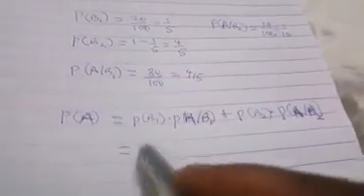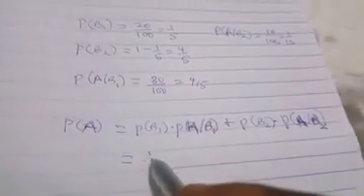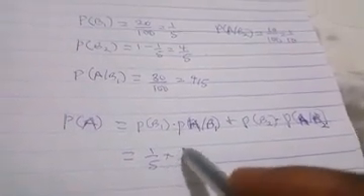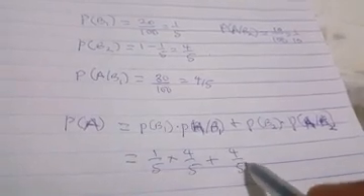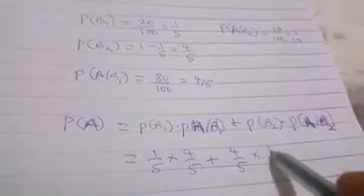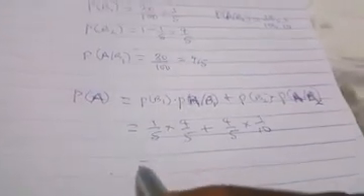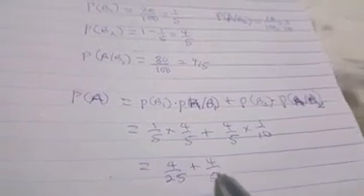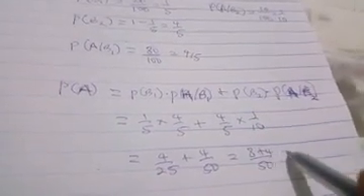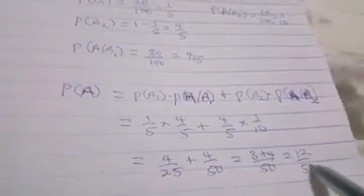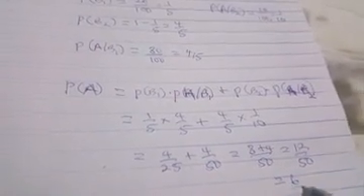Okay, so this is equal to the probability of B1, which is 1 over 5, times the probability of A given B1, which is 4 over 5, plus the probability of B2, which is 4 over 5, times the probability of A given B2, which is 1 over 10. Okay, so that is going to give us 4 over 25 plus 4 over 50, which is the same thing as 8 plus 4 over 50, which is 12 over 50. 12 over 50 is 6 over 25.